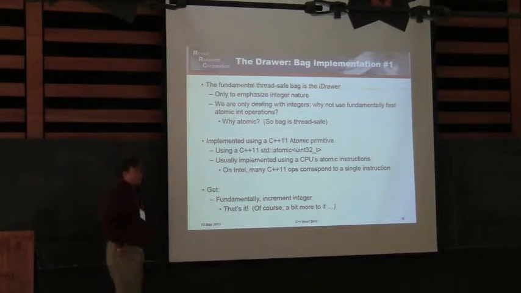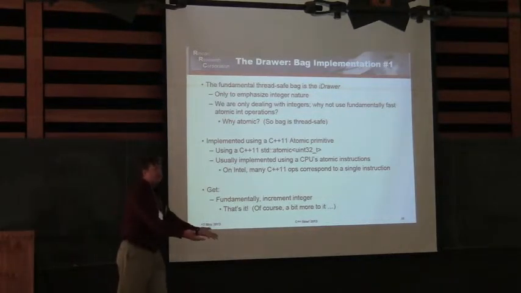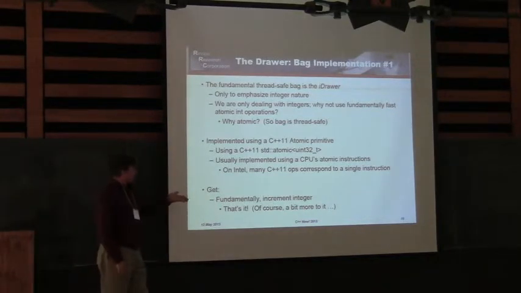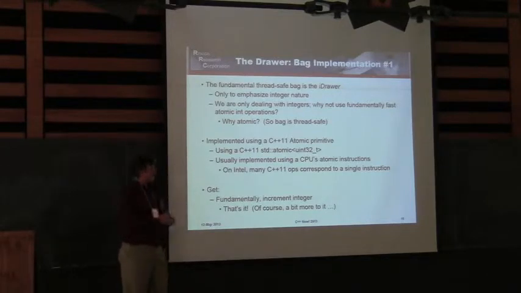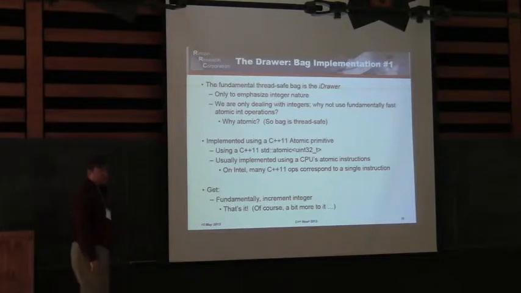One of the reasons we want to take advantage of this, if you didn't get a chance to see Tony's talk, is that these C++11 standard atomics are usually implemented on an architecture using the CPU's native atomic instructions. Inside of the Intel architecture, there is an atomic instruction for doing what we're going to do here in a second. On Intel especially, because that's the platform we cared about, many of these C++ ops correspond to a single instruction. Okay, so what does a get do?